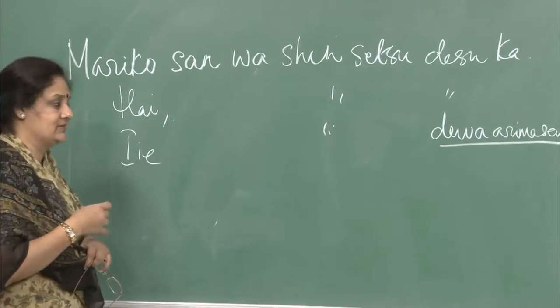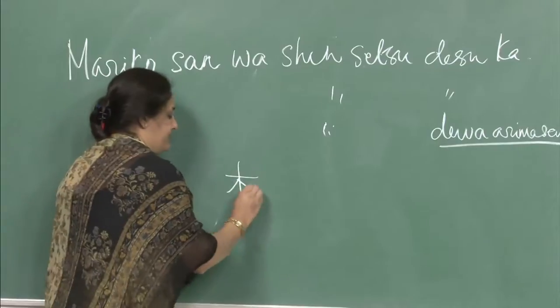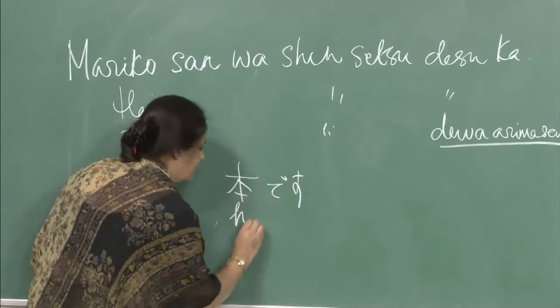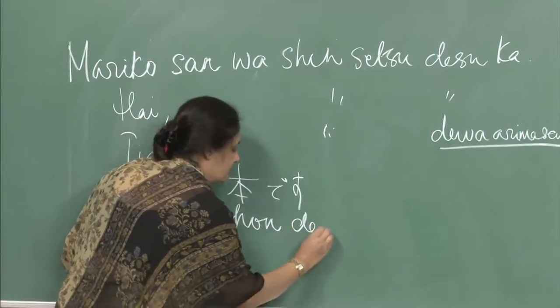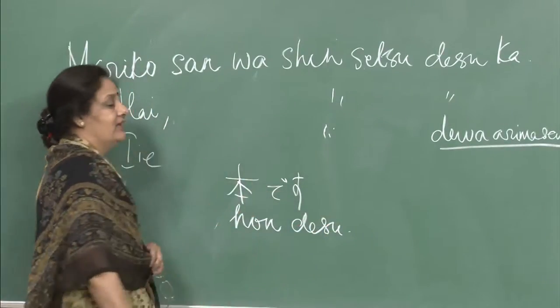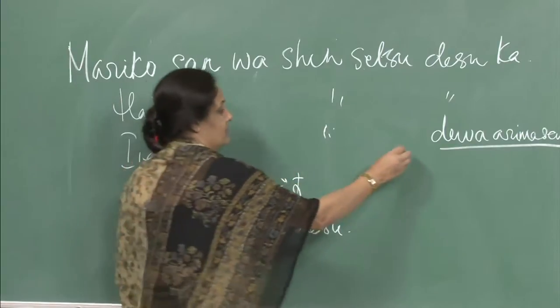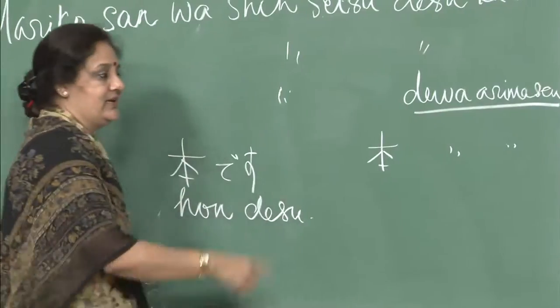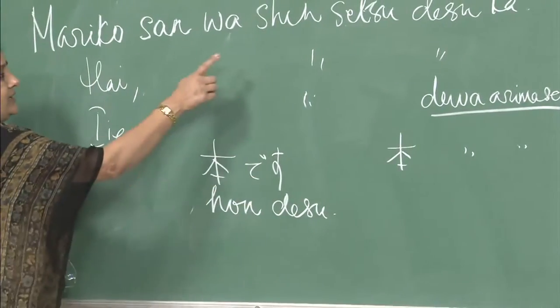Well, hon desu. Hon de wa arimasen. Over here, you can write hon de wa arimasen. It is not a book, it is a book.